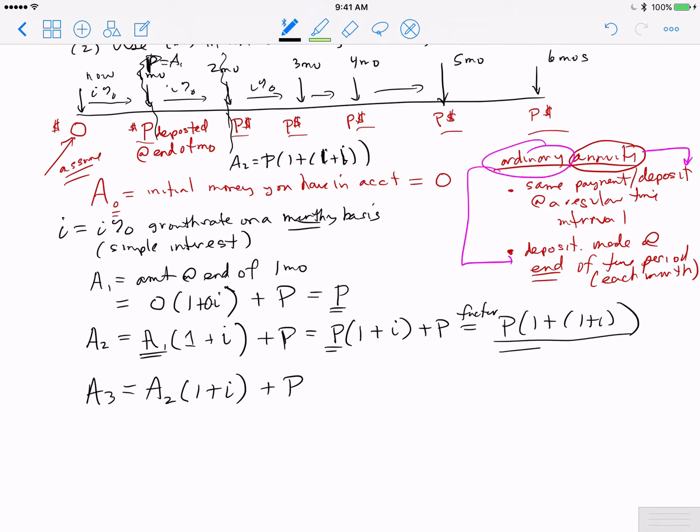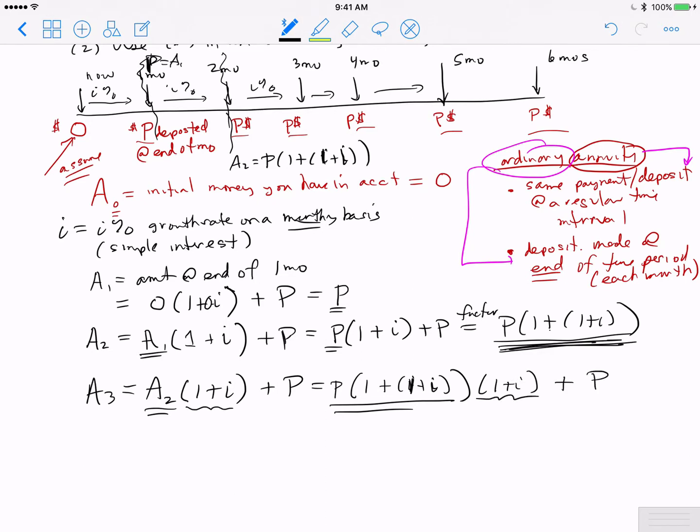But we just showed up here that A2 was equal to this quantity, P times the quantity 1 plus I. So we'll make that substitution for A2 right here. I will put P times 1 plus the quantity 1 plus I. Okay, this is A2. I need to multiply that by 1 plus I, that is this quantity. And then I need to add on my P dollars.